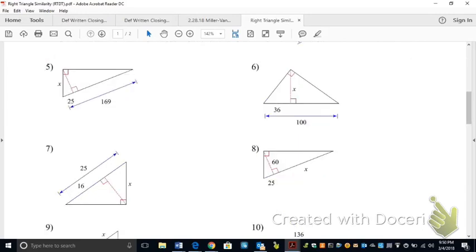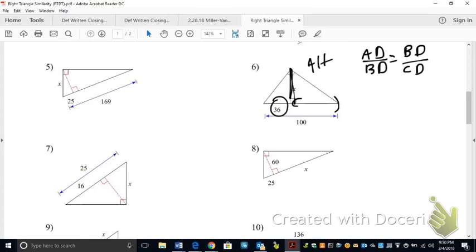So we are now going to do, I have no clue which one we're going to do. Let's find out. 6. So 6 is an altitude problem. See right there? That's our altitude. It's x. So we know that that's an altitude problem. So we're going to go AD over BD equals BD over CD. And again, like the one we just did on number 2, we're not given all of the information here. So we know that that's 36, but we don't know what the other segment is.